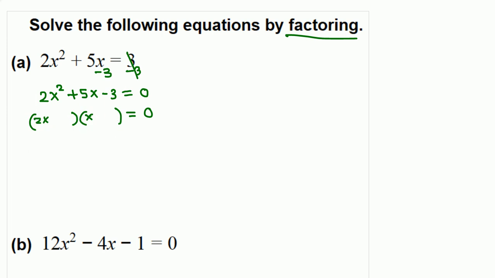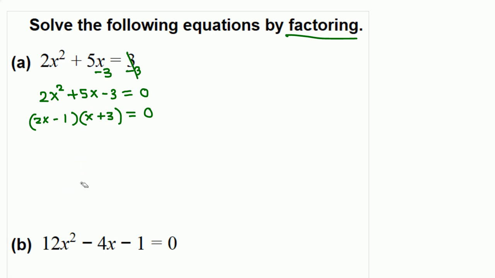Okay, the good thing is 3 factors only one way, 1 times 3 or 3 times 1. Let's say 1 times 3. To get plus, I want to put plus in front of the bigger one, and minus 1. 3 times negative 1 is negative 3. First and last terms are taken care of, only the middle remains. 2x times 3, 6x. Negative 1 times x, negative 1x. 6x minus 1x is positive 5x. Yes, we have plus 5x, so this is good factoring.